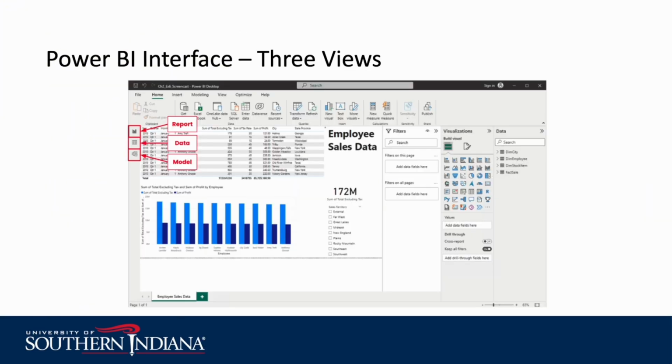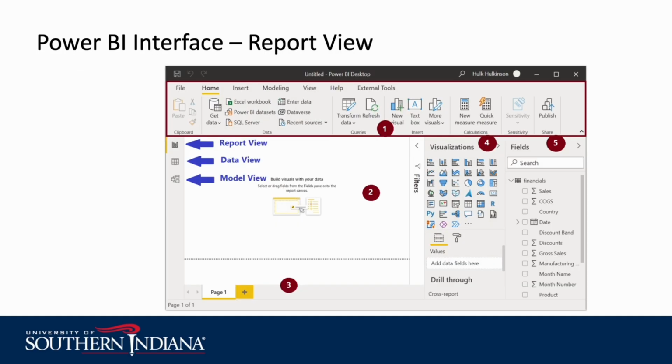Let's walk through the interface. We will have 3 views: report, data, and model. First, the report view is where your visuals are placed and arranged. There are 5 main areas we will need.